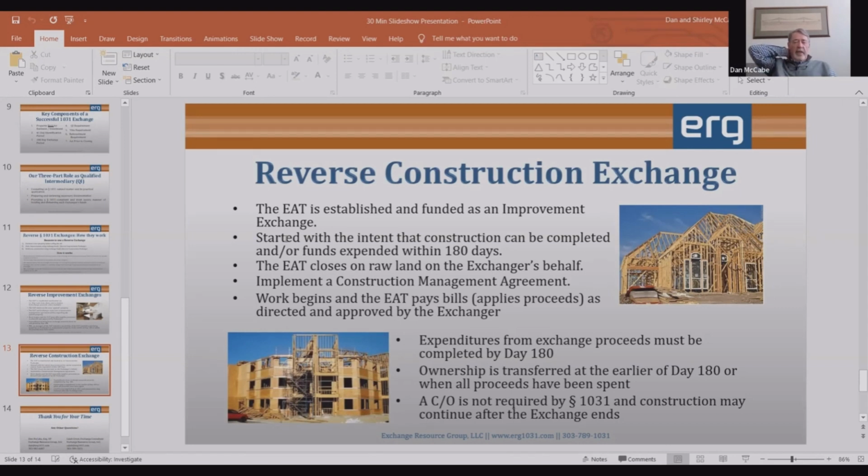The important thing here is that a certificate of occupancy is not required within the 180 days. All we really have to do is get the money spent within that 180 days. And sometimes there's a lot of money spent on day 177, 178.